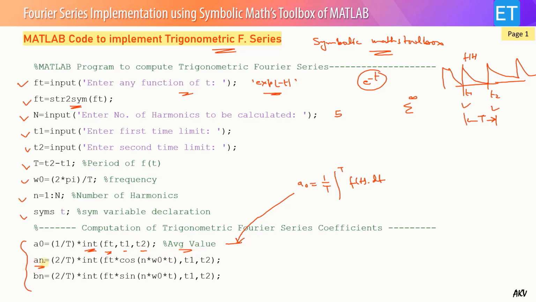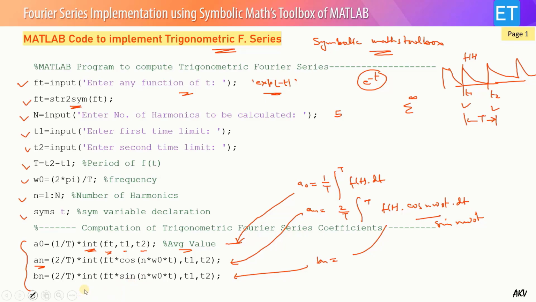This is your second integration where you are finding an, that is 2 by T integration over one time period of ft cos n omega naught t dt. So this is your second integration, and this is your third integration, of bn. It's the same expression, but instead of cos you use sine n omega naught t. Okay, so that is your third integration.